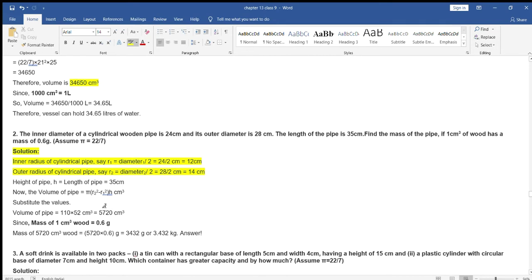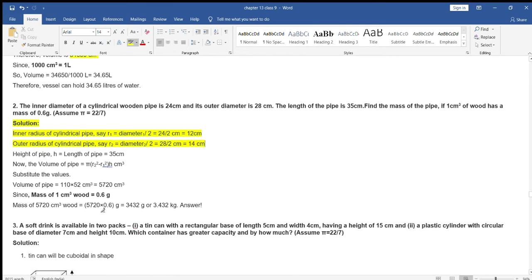But here our question does not end. What is the question? We have to find the mass. So for finding the mass, what will we do? We will multiply it by the mass given to us for 1 centimeter cube. Once we have multiplied it by 0.6, what do we find? We find the mass of the wooden pipe. Be careful whether it is hollow or solid, open or closed. All these things we have to keep in mind.